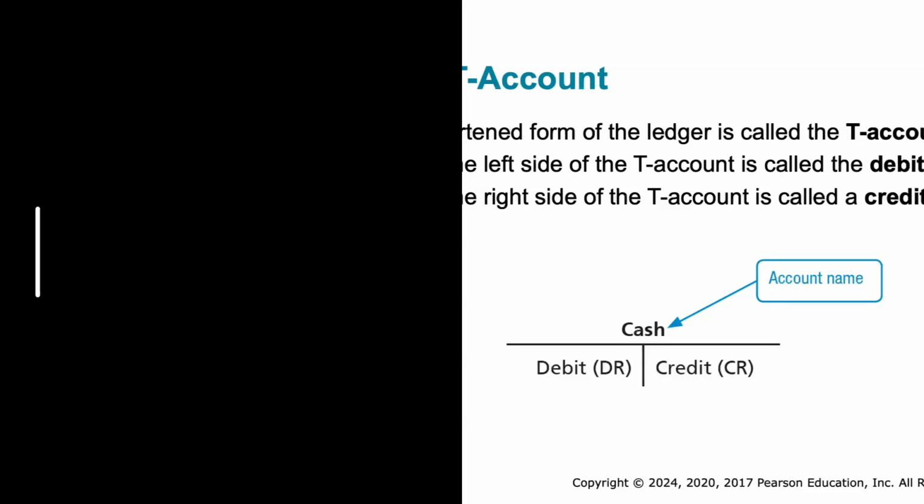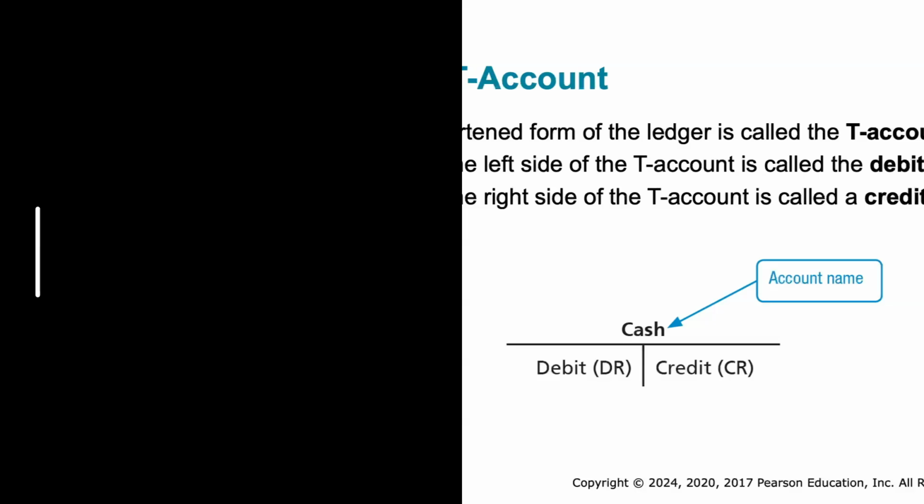Debits and credits. Later, in the next slide, we're going to talk about how debits and credits affect each account. But right now, I just want you to think debit on the left, credit on the right. Debits are always on the left, credits are always on the right. You're always going to do your left side first, your debits, and then your credits, when you read left to right.